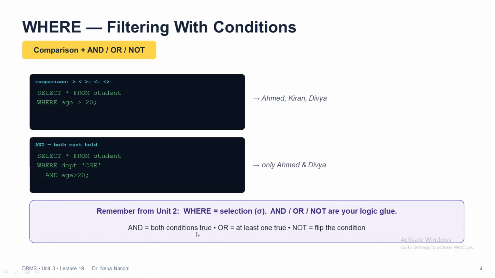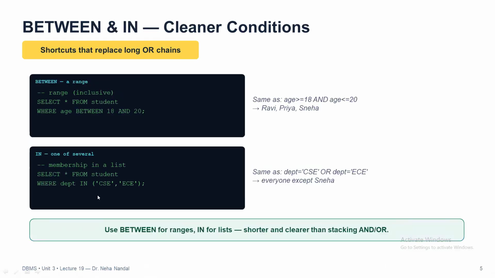AND means both conditions must be true, OR means at least one of them should be true, NOT means flip the condition. Now our next one is BETWEEN and IN. Suppose we want to display the data where the age is between 18 and 20. So age should be greater than or equal to 18 and age should be less than or equal to 20. Then we will use one operator, BETWEEN, where age between 18 and 20.